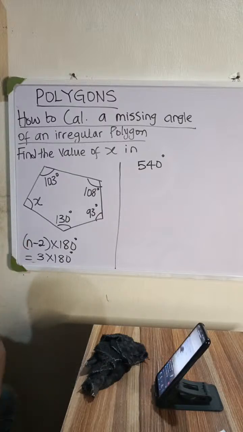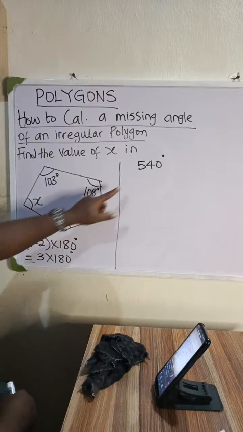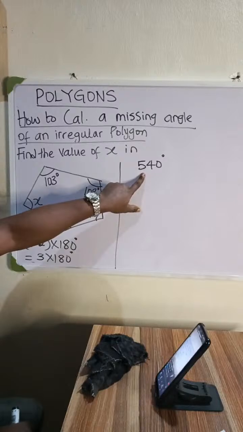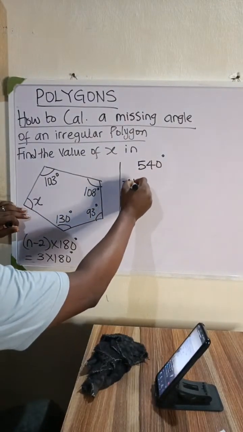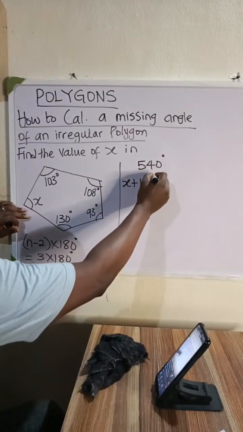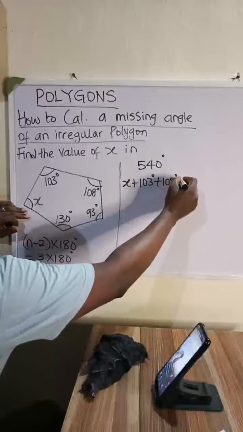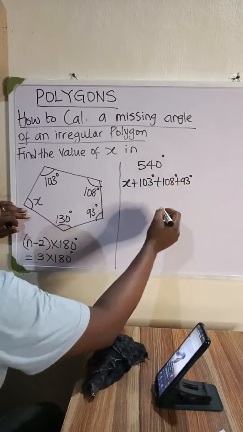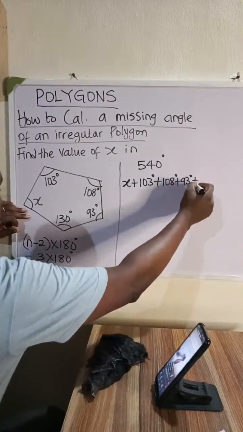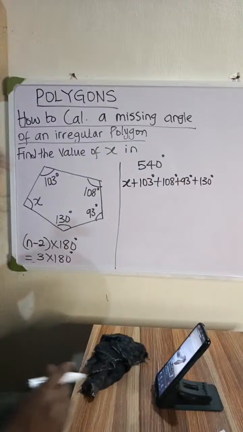So the next thing we're going to do is add all of them and equate them to 540 degrees. So this will give us x plus 103 degrees plus 108 degrees plus 93 degrees plus 130 degrees. Let me see where it's going to get to.